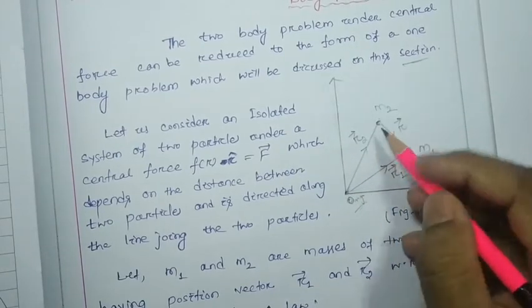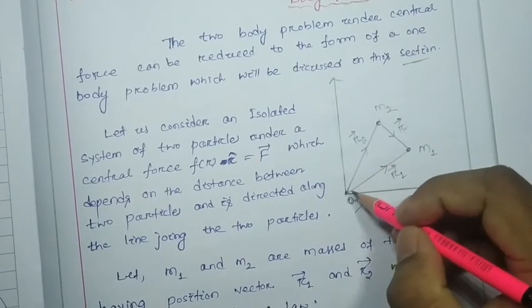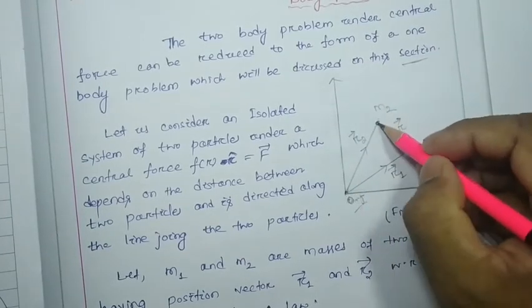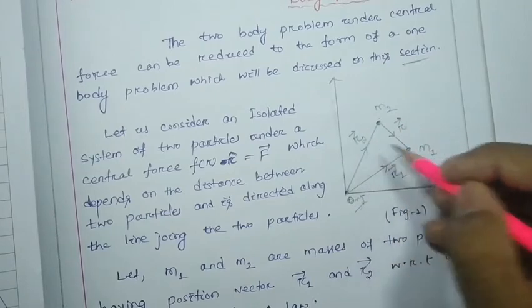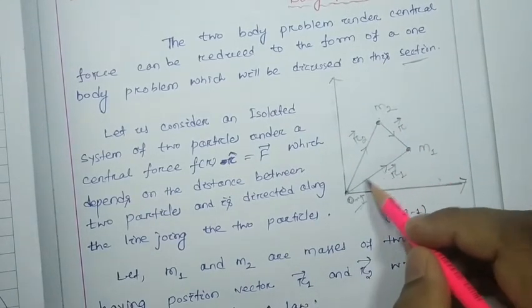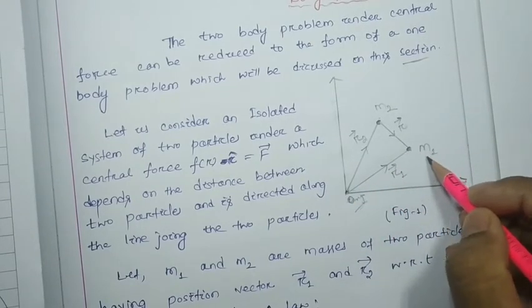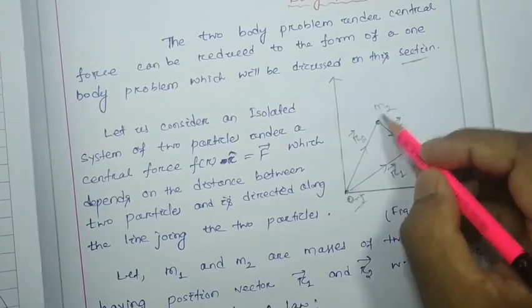of m2. That means the distance between the origin and m2 is the modulus of r2, and the modulus of r1 is the distance from the origin to m1, and this is the direction of the position vector of the mass m1. For m2 it is r2.